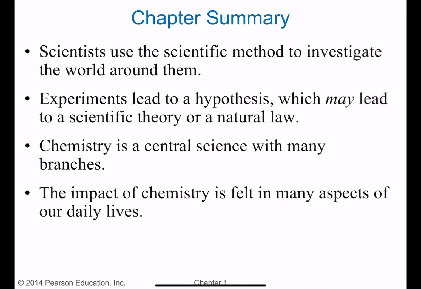So like I said, chapter 1 is a pretty short chapter. So in summary, scientists use a scientific method to investigate the world around them. Experiments lead to a hypothesis, which may or may not lead to a theory or a law, and these two are related to each other. A theory tries to explain the law. Laws are usually just equations or relationships.